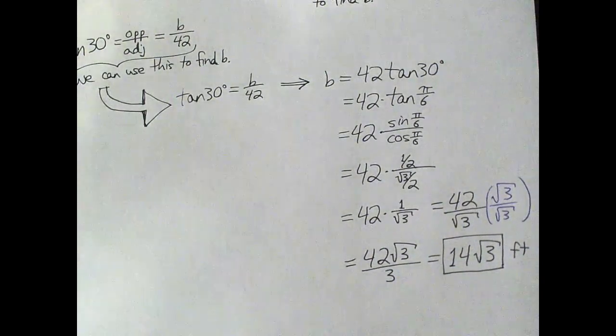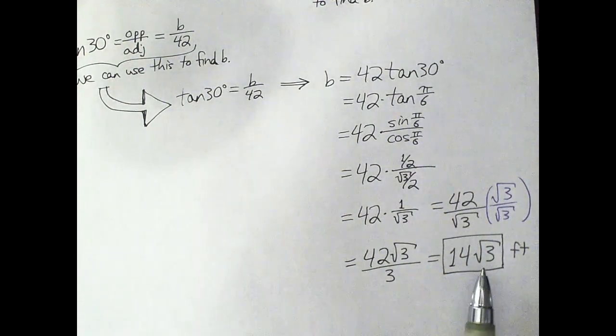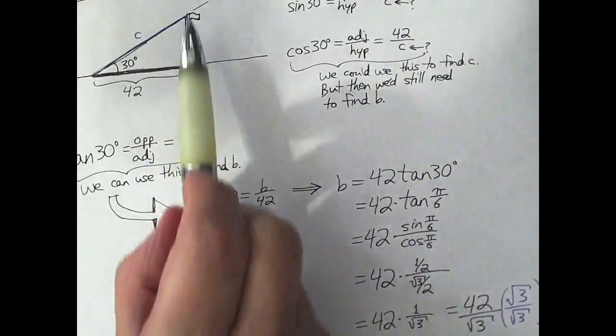It's a side length of a triangle, but in the context of this problem, it represents the height of the flagpole. And we found it's 14 times square root of 3 feet. Now, how tall is that? I know that the square root of 3 is 1 point something, right? It's 1.7 something. So if you think to yourself, square root of 3 is around 1.7, multiply that by 14, you get some kind of height here.